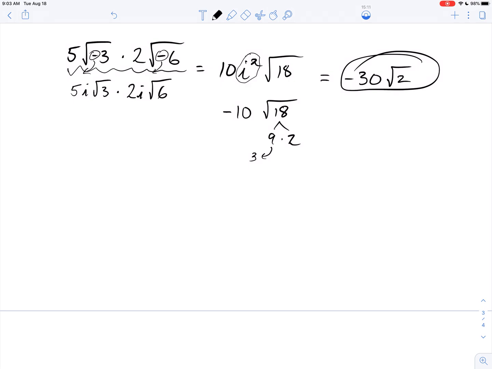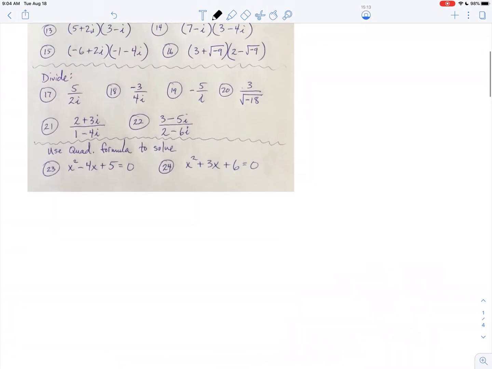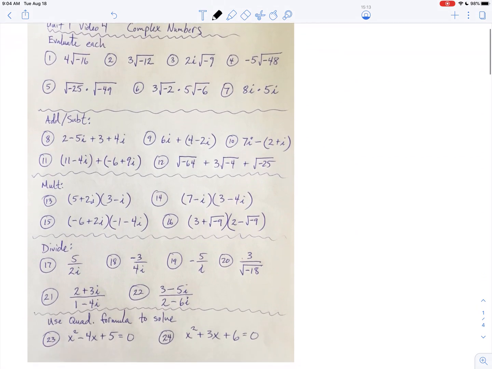Let's go take a look at what we're up against. I'm going to scroll back up for a little bit. Okay. So it says here, evaluate each. Those are the type of problems I just did with you guys. But you'll see in the add subtract section, like the very first one, number 8 there, it looks like this, like 7 plus i minus 4 plus 5i. That's what it looks like, number 8.